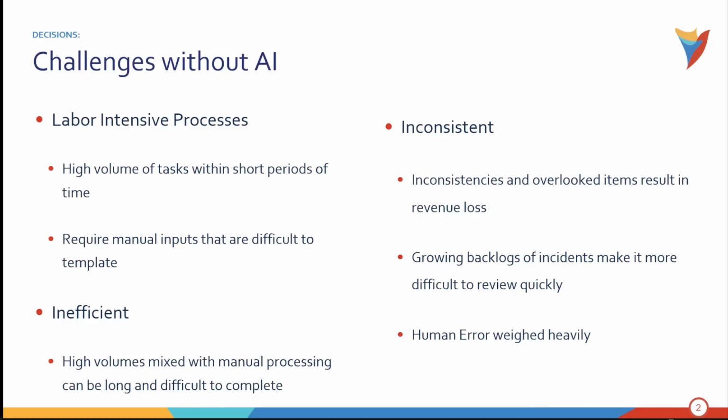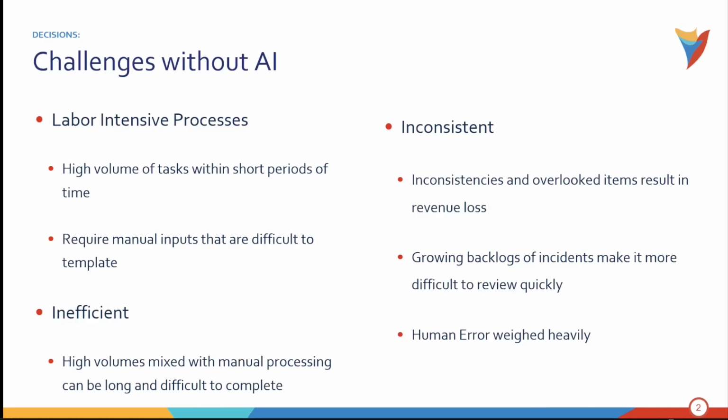So, the first thing to consider is what are your challenges, or what are the things you are dealing with that AI could potentially help with? A lot of companies may have these kinds of thoughts: labor intensive processes, high volumes of tasks that come in within a short amount of time. Maybe they're unpredictable, or maybe it's just a really busy time and you've got a lot of things to get done. Things that require manual inputs that may be difficult to template. Sometimes these AI processes can be helpful there. Things that are inefficient because you have high volumes and manual processing, stuff that can take a long time and could be difficult to complete.